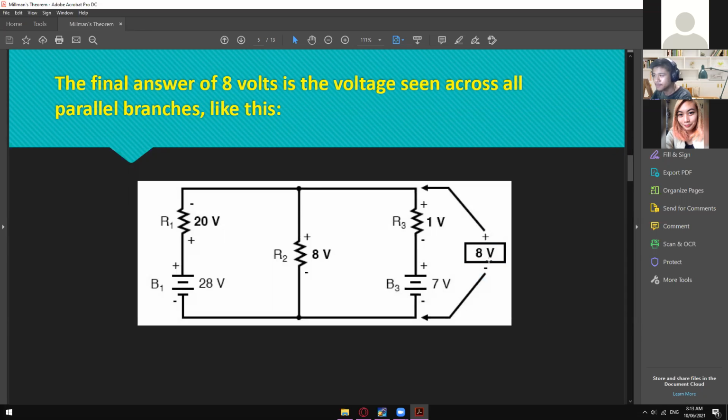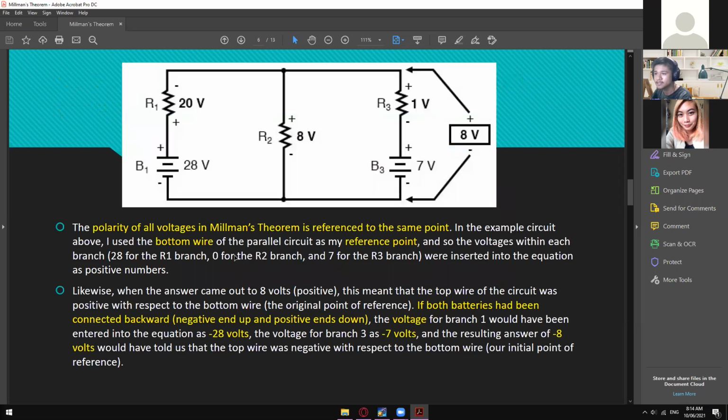All right, and then from here you can simply deduct your first voltage from our calculated voltage across your entire circuit. In here we have 28. 28 minus 8 volts, so you will get a potential voltage of 20 volts right here. And then since we don't have a voltage right here, we simply have a positive 8 volts across this branch. And then for this one, we have positive 1 volt. So 8 minus 7 is positive 1 volt.